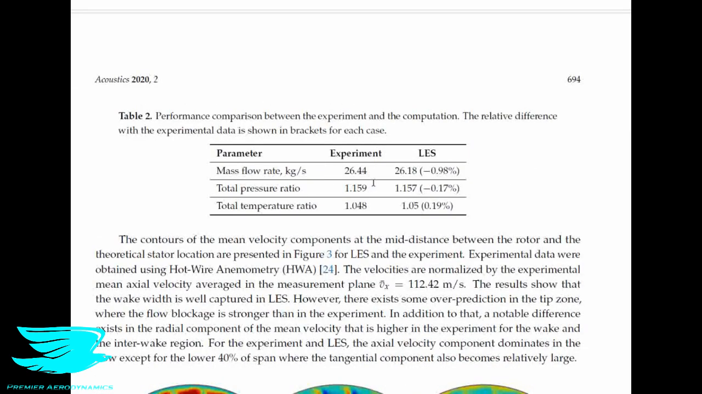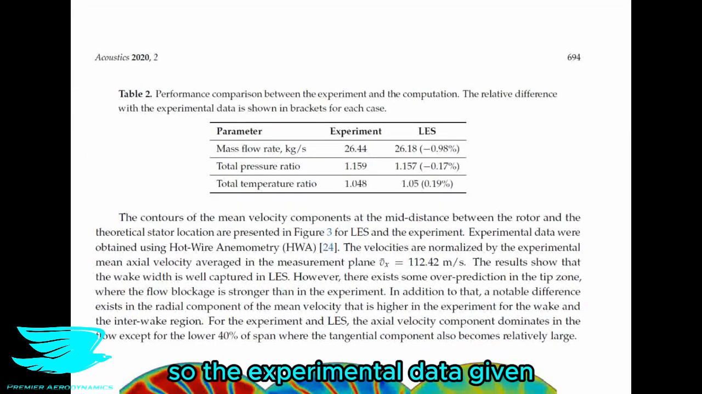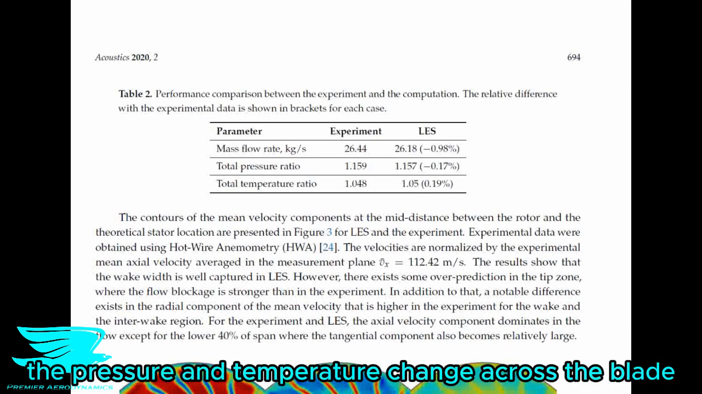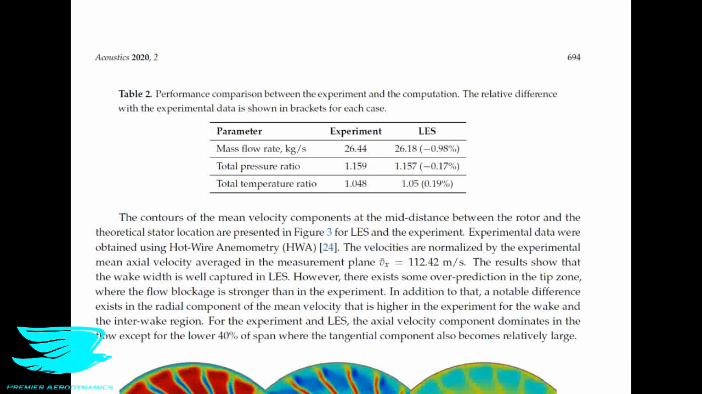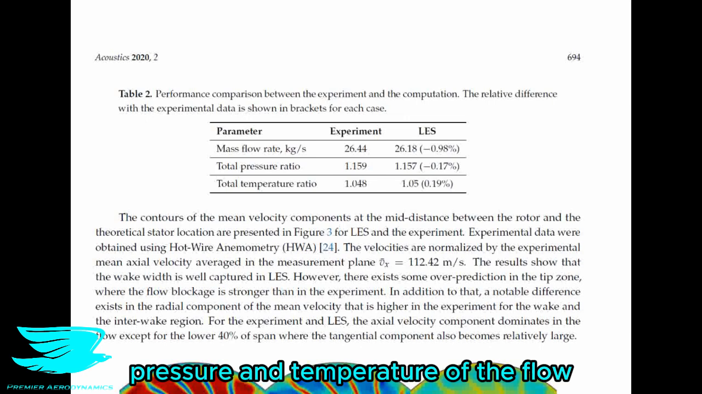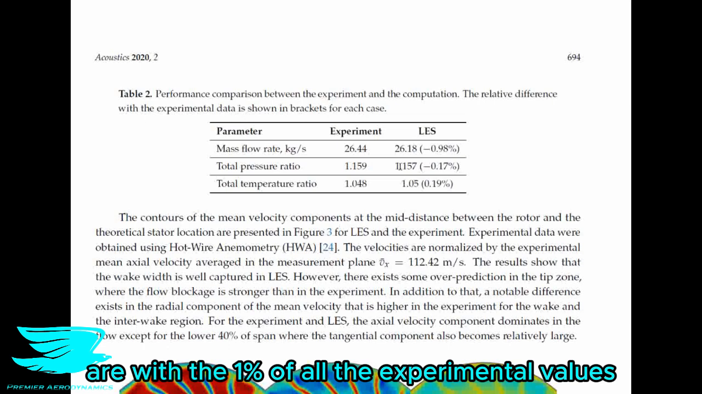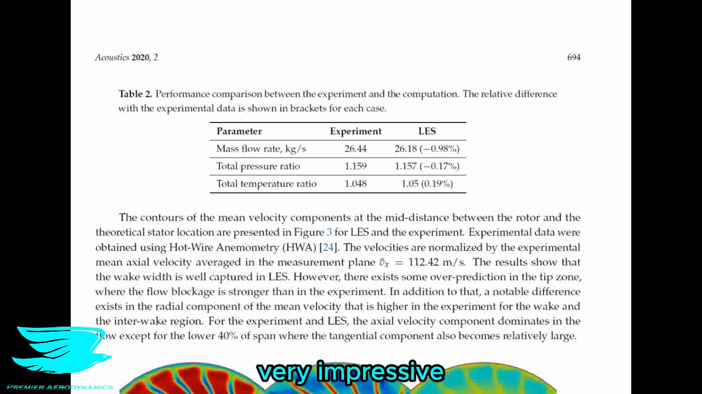So let's go down to that table here. The experimental data given is the mass flow rate, total pressure ratio, and the total temperature ratio. So like how much the pressure and temperature change across the blade, because the blade is compressing or expanding the flow, and that changes the pressure and temperature of the flow. And the LES results are within 1% of all the experimental values, and that is very, very impressive. They have more validation data though, so let's go through that.